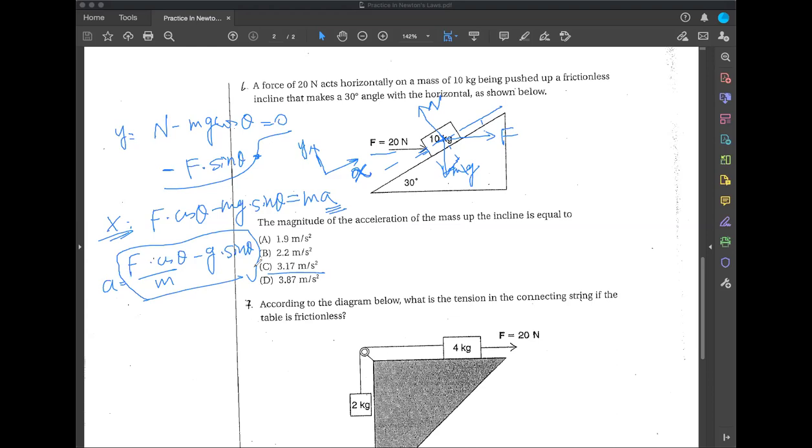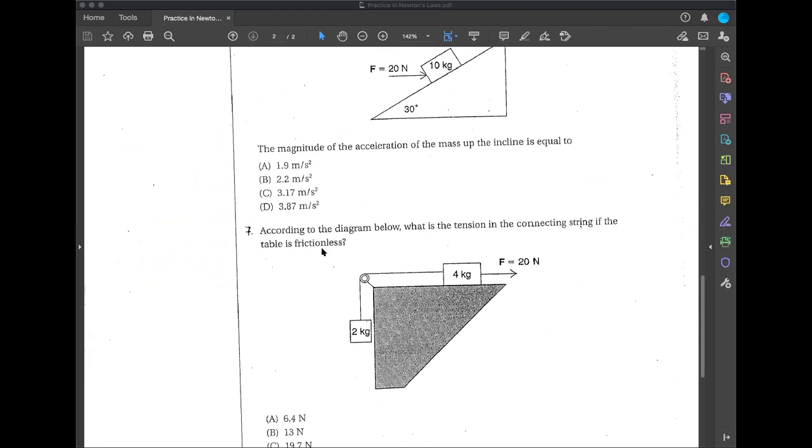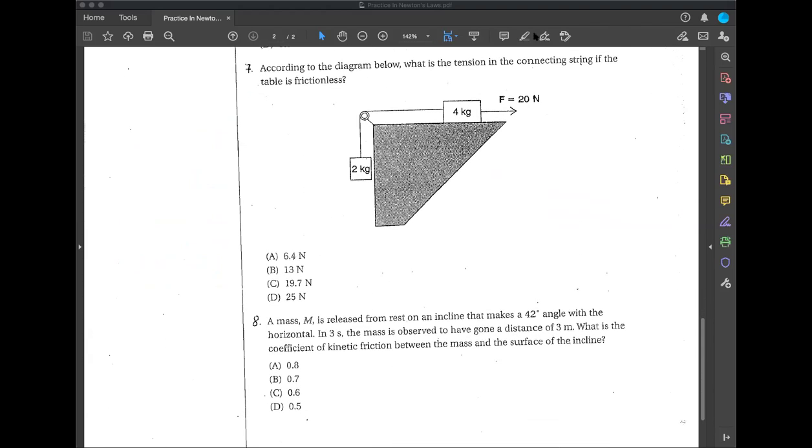All right, is that clear? All right, let's keep moving. Next one, number 7. According to the diagram below, what is the tension in the connecting string if the table is frictionless?